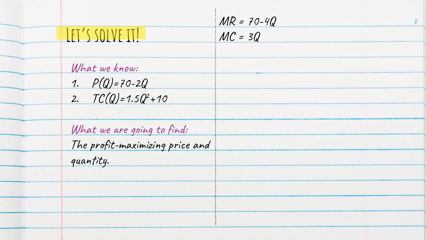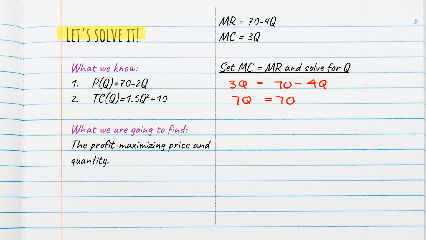With our marginal revenue and marginal cost, we can solve for the profit maximizing quantity by setting them equal to each other. So I'm going to set 3Q equal to 70 minus 4Q and solve for Q. If I collect my Q's on the left-hand side of the equation, I have 7 of them. 7Q is equal to 70. And then dividing both sides by 7 gets me that Q star, the profit maximizing quantity, is equal to 10.